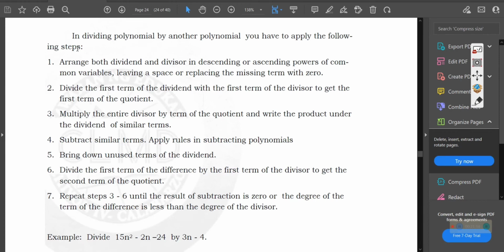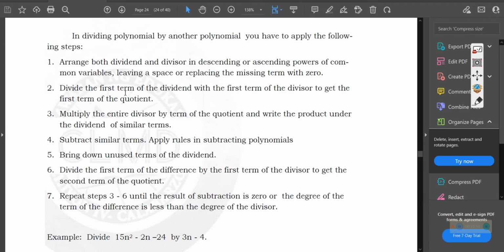So, in dividing polynomial by another polynomial, first po, arrange both dividend and divisor in descending or ascending powers of common variables, leaving a space or replacing the missing term with 0. So, para-pares tayo ng gagawin, i-arrange na lang po natin in descending order, which is yung standard form. Para naka-standard form na rin yung sagot. Kasi usually, di ba, ang hinihingi naman pong form ng final answer natin is in standard form. Di ba po? So, first step, arrange the dividend and divisor in standard form or descending order.